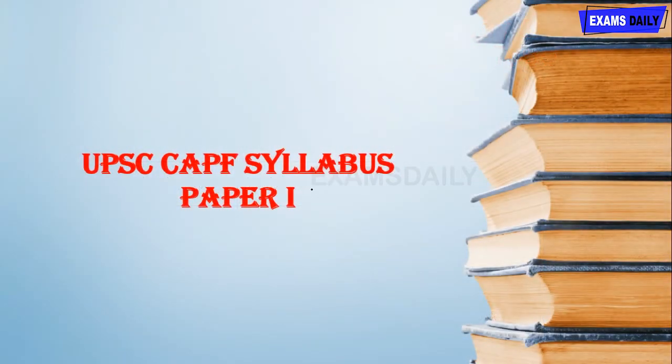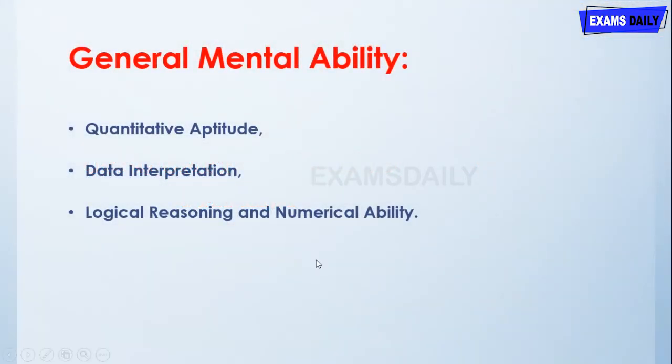Now I am going to share the full detailed syllabus for paper 1. The first topic is general mental ability, which comprises quantitative aptitude, data interpretation, logical reasoning, and numerical ability. Quantitative aptitude includes what we already know: LCM, HCF, percentage problems, problems on ages, simplification, mensuration, trigonometry and algebra. Likewise, topics like these come under quantitative aptitude.